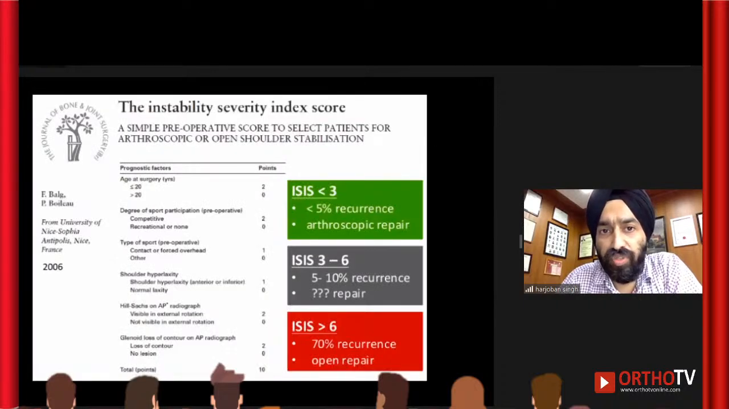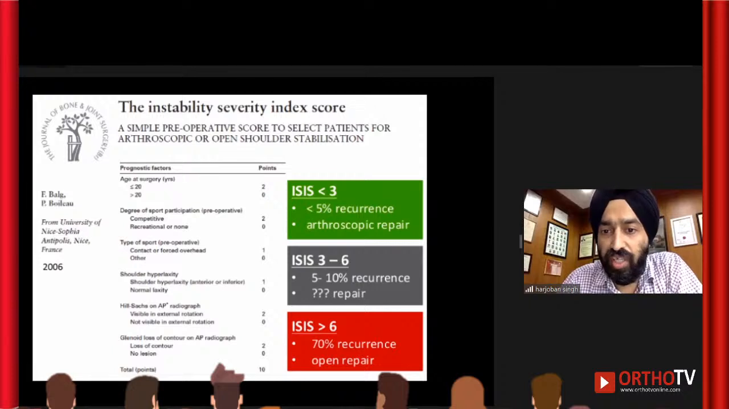So Pascal Boileau came out with this Instability Severity Index Score in 2006, a score to define patients with different grades of instability, and also suggested different procedures for different grades depending on the score. So the first factor was if the age is less than 20, he gave 2 points, and if it is more than 20, 0. If the degree of sports participation is competitive, 2 points. Type of sport, contact or overhead, 1 point. Shoulder hyperlaxity, 1 point. And Hill-Sachs and glenoid bone loss visible on the AP view, 2 points each.